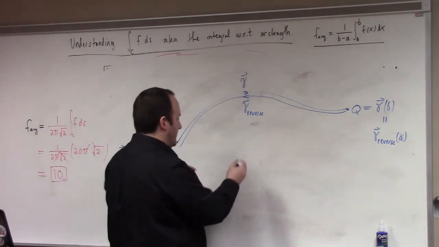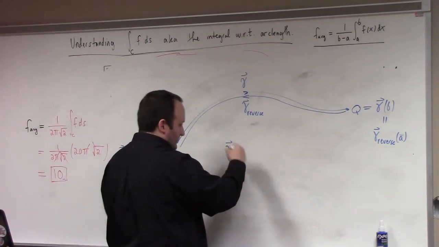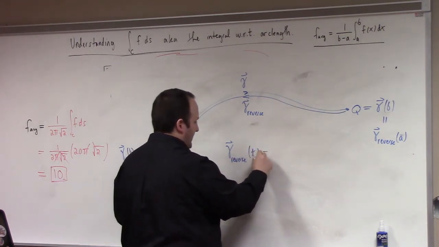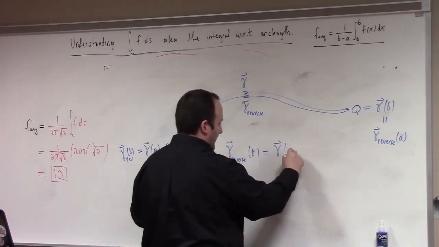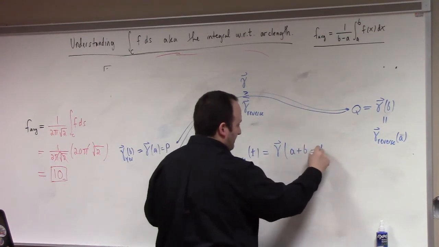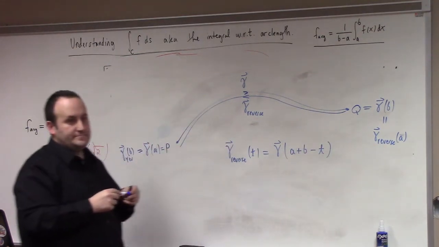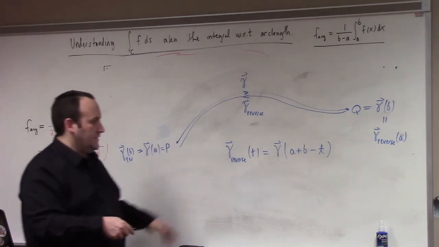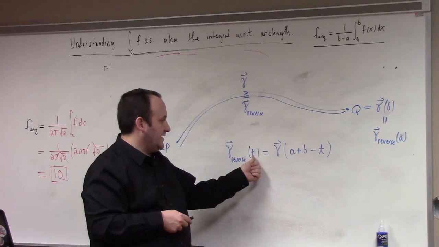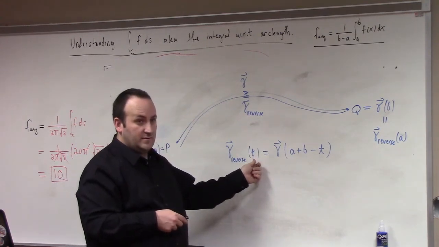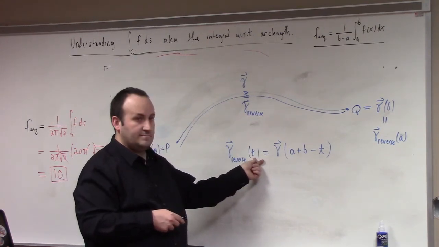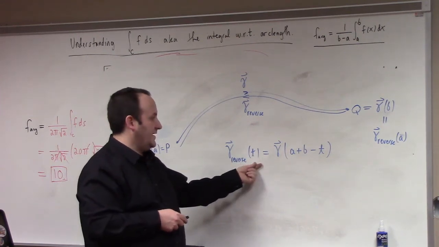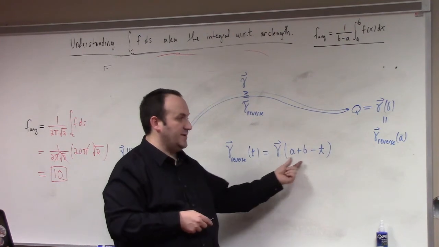So what's the formula? The formula to reverse the parameterization, you just take the original path, add the parameters together, and subtract time. And what this does right here is, if you plug in t equals A, what do you get? Gamma reverse of A gives me what? It gives me gamma of B.